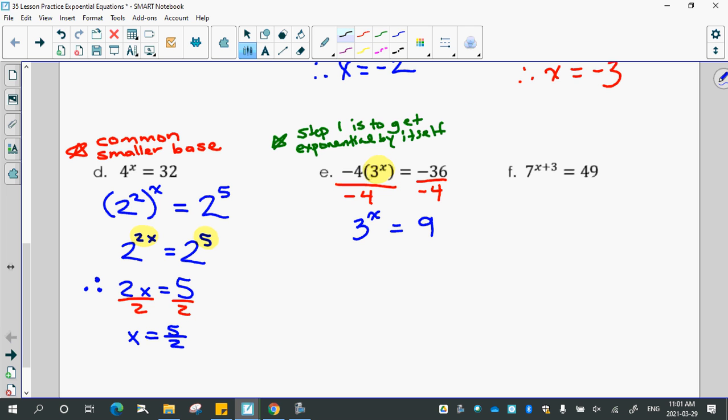Then you want to get a common base, so you see, can I write 9 as 3 to the something? Yes. So 9 can be written as 3 to the power of 2. So now I've got the same base on both sides, so the exponents have to be equal, and x then has to equal 2.